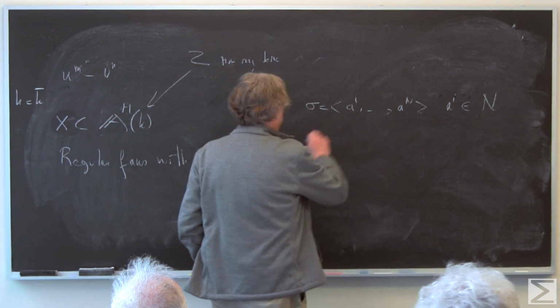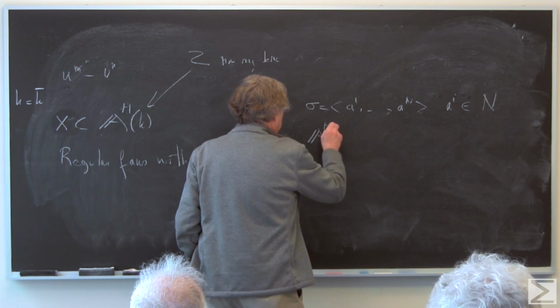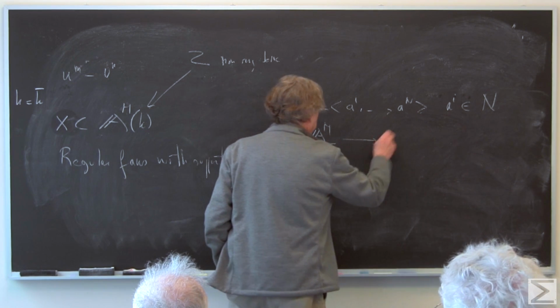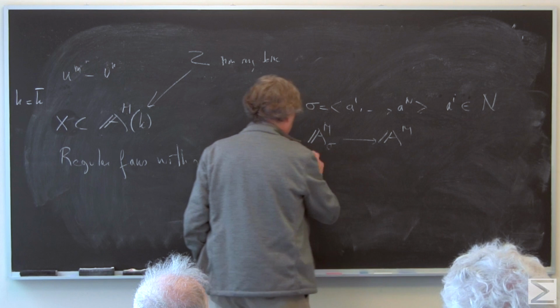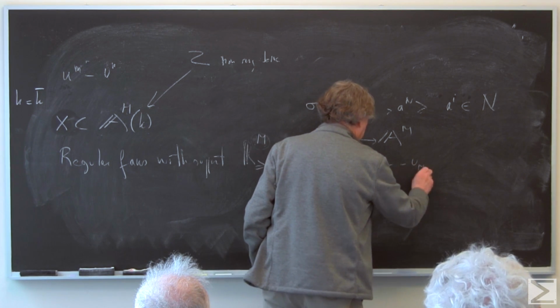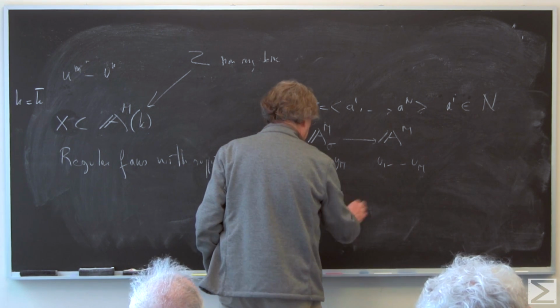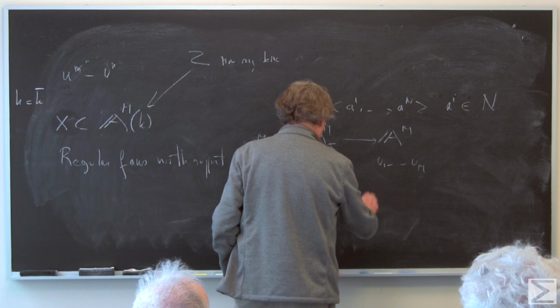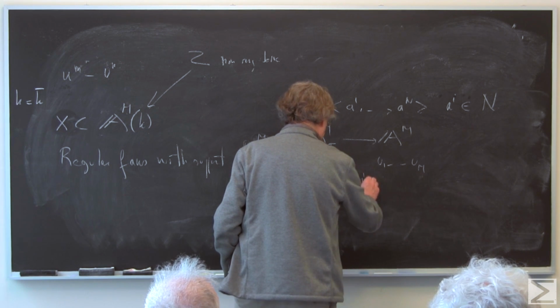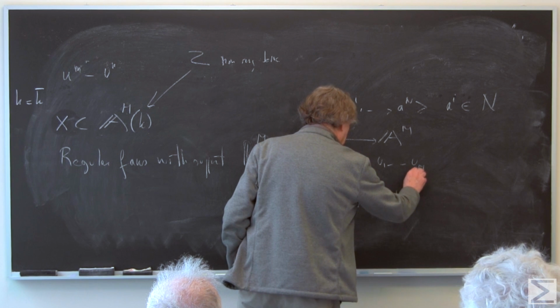Now, when I have a fan like that, it gives me a map from a copy of A^M to A^M. Here I have coordinates y1, ..., ym. Here I have coordinates u1, ..., um. And the map is given like this: ui is y1 to the a1i, ..., ym to the a_mi.